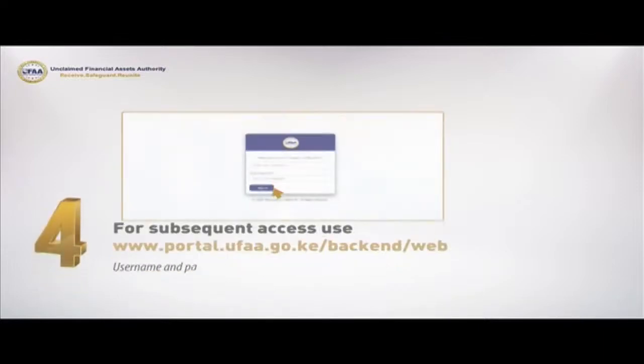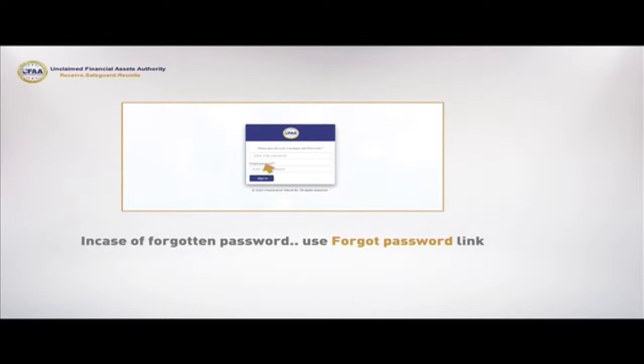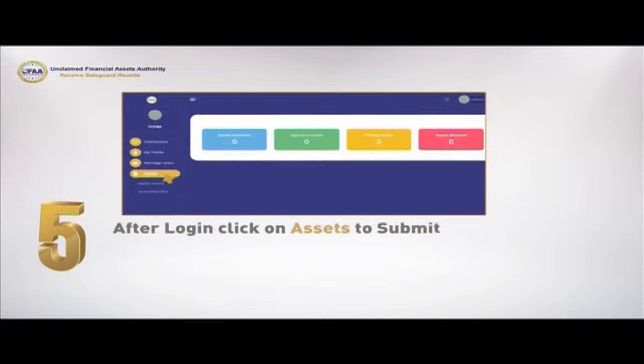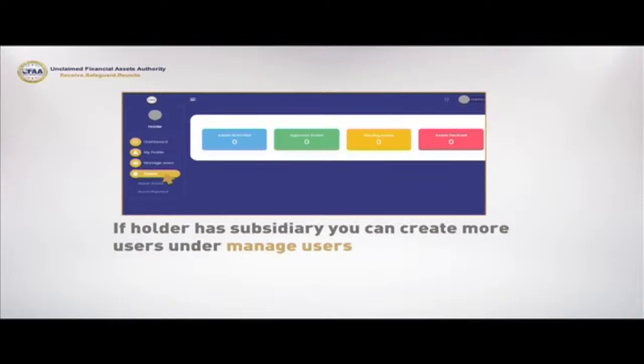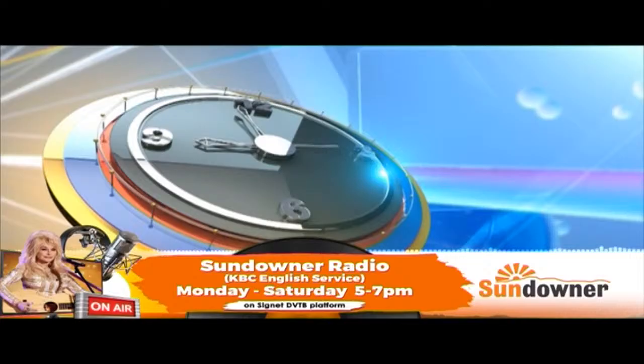Step 4. For subsequent access, use the link provided here. In case of forgotten password, use Forgot Password link to create a new one. Step 5. After login, click on Assets to submit records, and if the client has subsidiary, you can create more users and manage users. Unclaimed Financial Assets Authority. Receive.